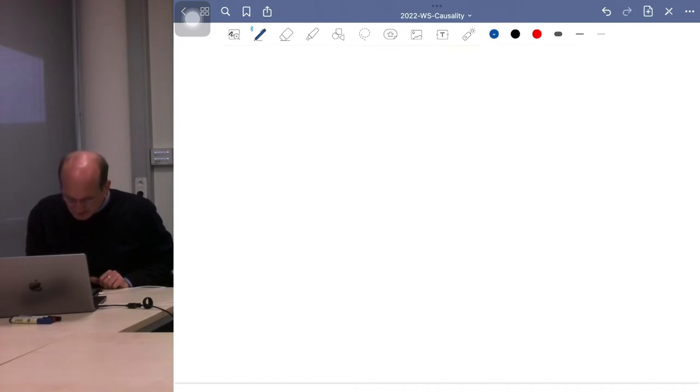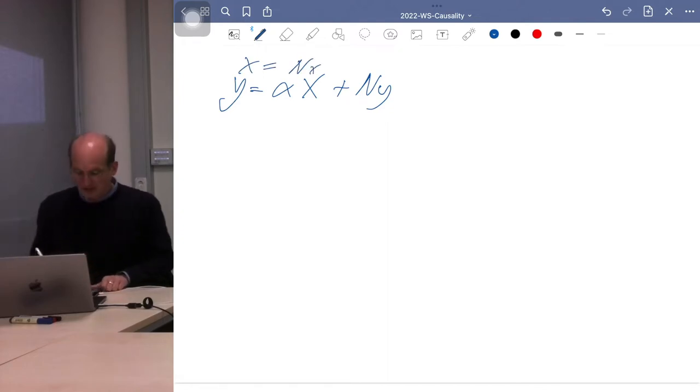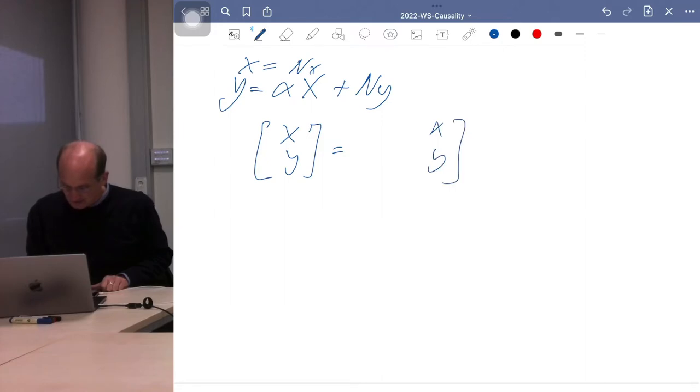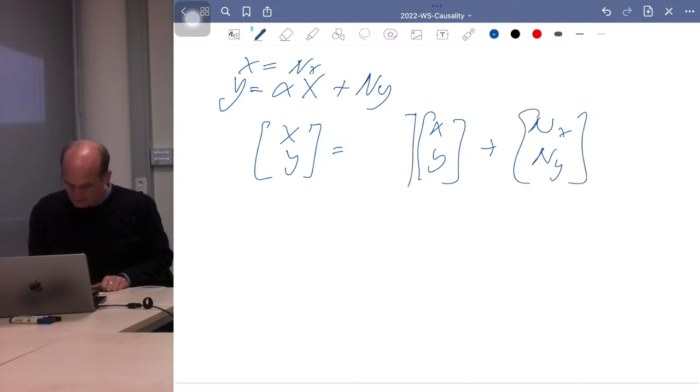Okay, the starting point might be that I say y is equal to alpha x plus the noise, and the x is equal to my noise. So now if I would write it as a matrix multiplication, I would have x and y put into a vector. Then I also have an x and y on the other side of the equation. And then I have the noise. And now the question is, what is the matrix that I need to put in here? And this matrix is, for the y, I need an alpha in front of the x, and a zero in front of the y. And then I have y is equal to alpha times x plus zero times y plus the noise. And for the x, I want to have only zeros up here.